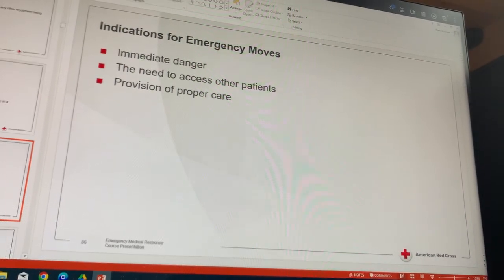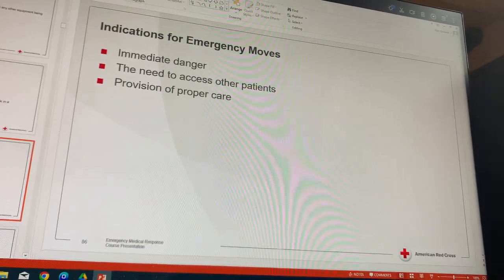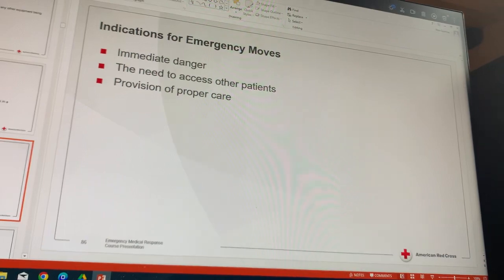The need to access other patients. Gaining access to other patients, a person with minor injuries may need to be moved quickly to allow you to reach other patients who may have life-threatening conditions.